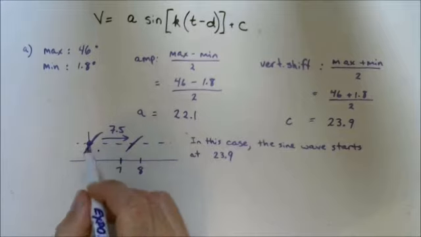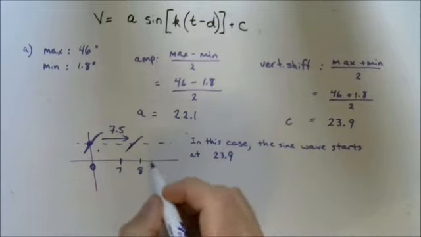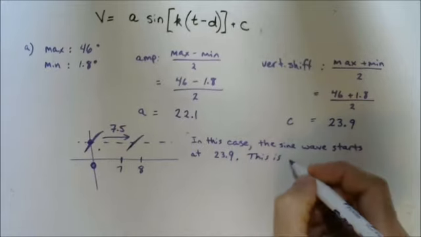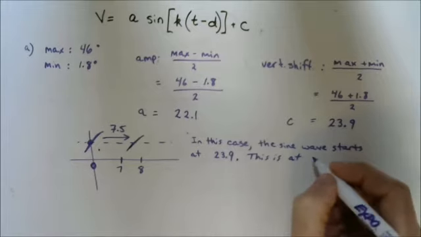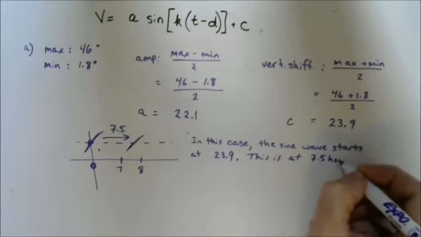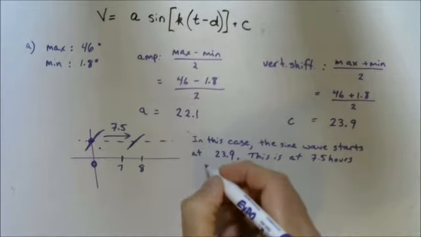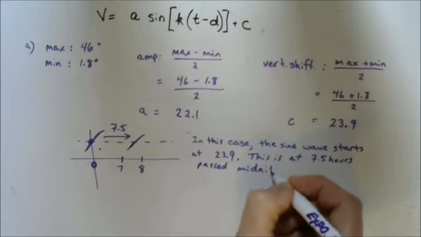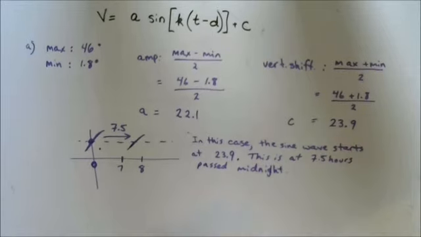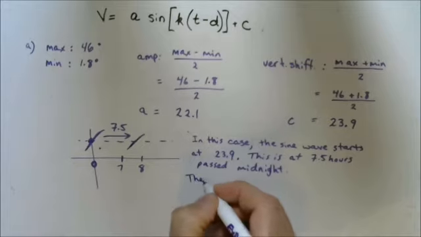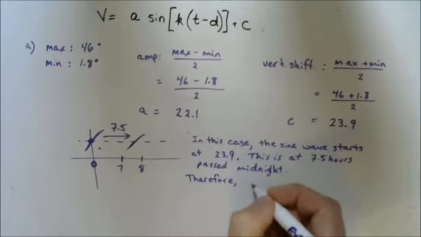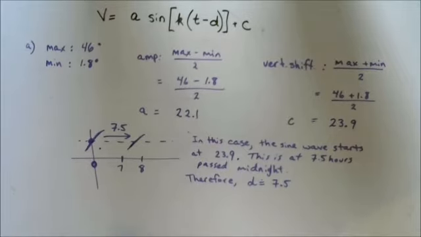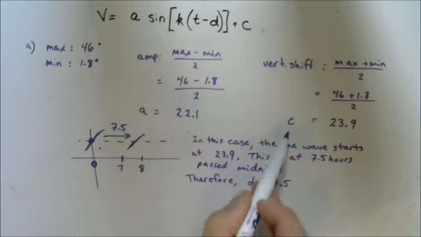The sine wave starts at 23.9, so where does 23.9 occur in our data? This is at 7.5 hours past midnight. Okay, therefore D is approximately 7.5. Okay, so we have A, we have C, we have D.